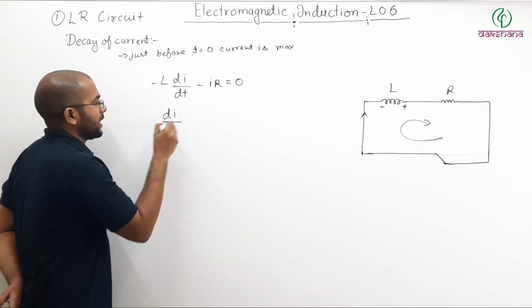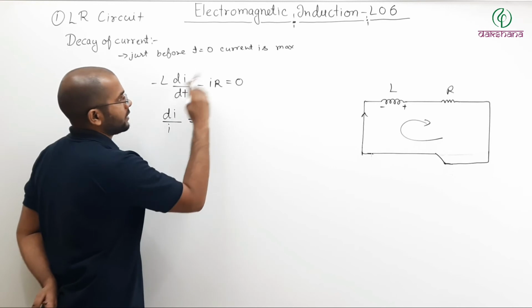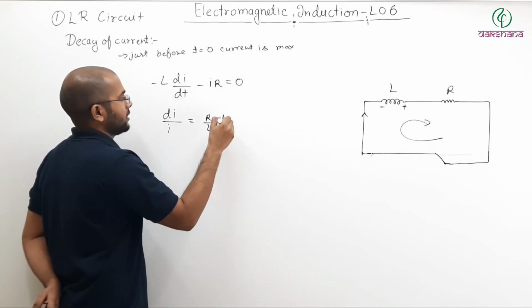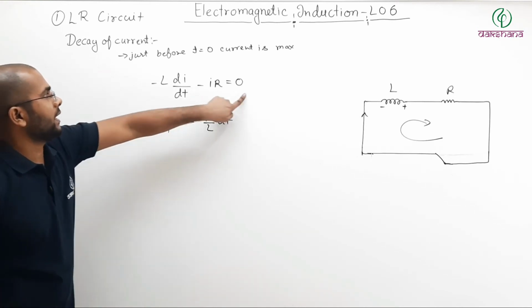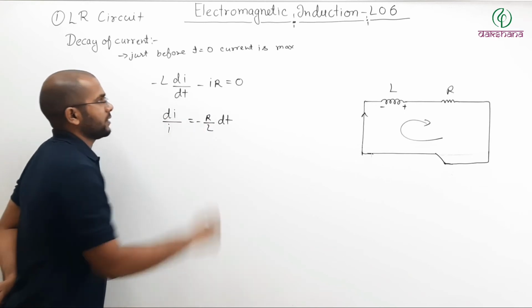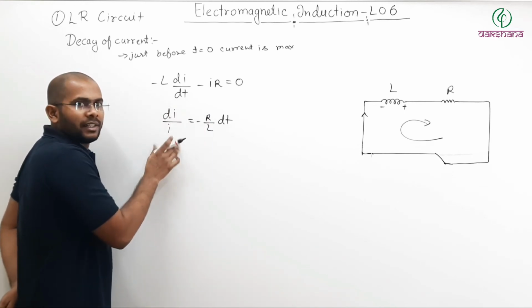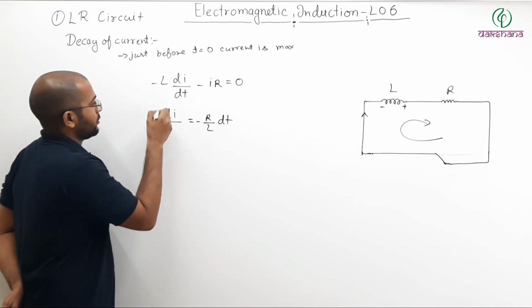di divided by I would be equal to, taking that to that side, R by L dt. If I take that to this side, minus R by L dt. Now, the integration of dx by x is what? So let us integrate this. Integrate from where to where?